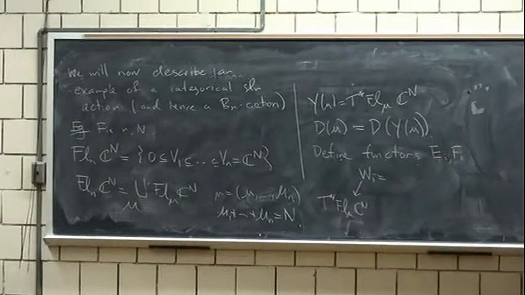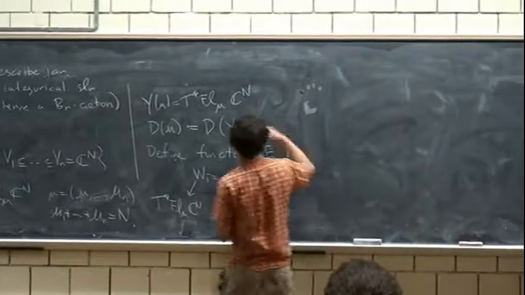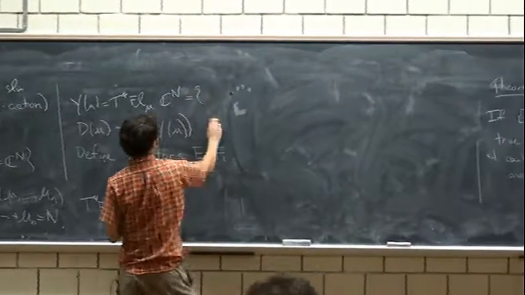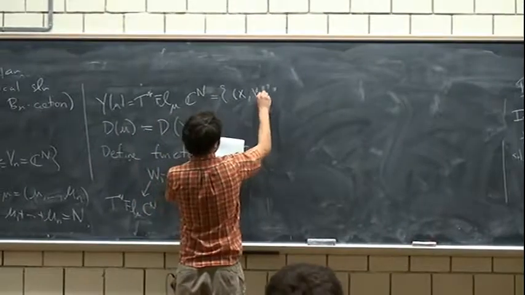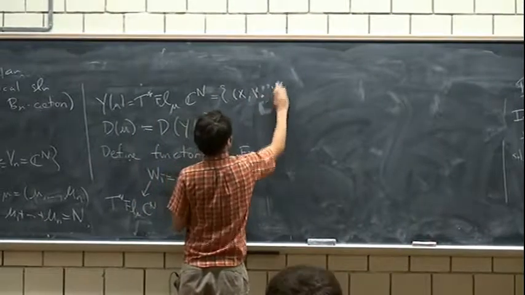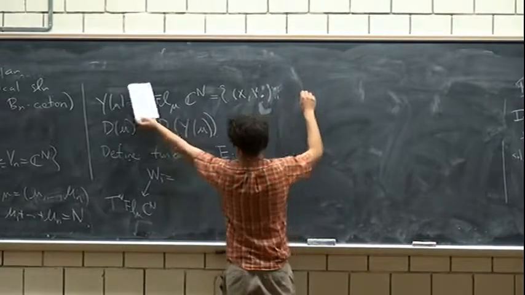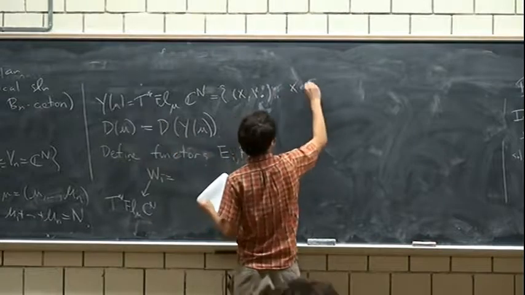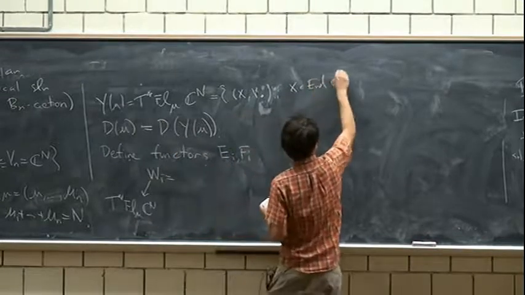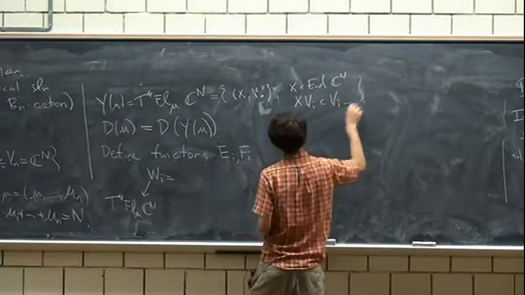Before I do that, one can describe the points of this cotangent bundle in a very explicit way, which is not really important, but sort of cute. So we can define the points of this thing in the following way as pairs (x, V dot), where V dot is in the base, in this partial flag variety. X is an endomorphism of the vector space, and x V_i is contained in the appropriate subspace.